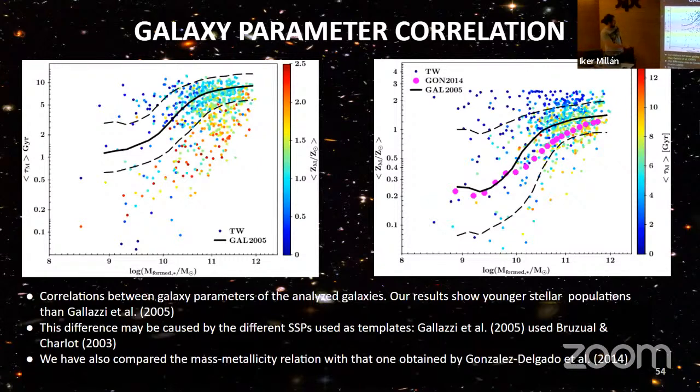This is from Gallazzi et al. 2005. And we have a younger population, which we think may be because of the different species that change especially in the young part. These species are very different in the young part, so maybe it's the effect of having a younger population. And we have the mass-metallicity relation, which we have also compared with Gallazzi and González Delgado 2014, and it's more similar. It's a slightly higher metallicity, but not as significant as the young part, so it's more or less similar to the previous results.